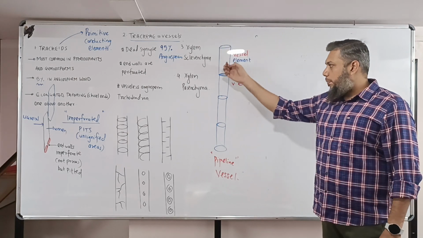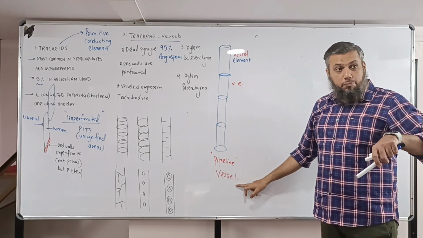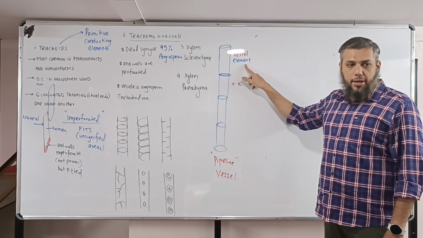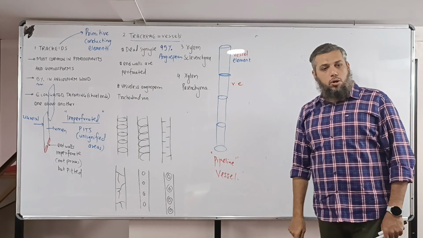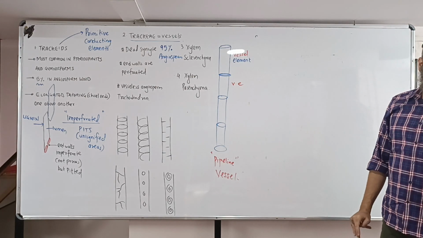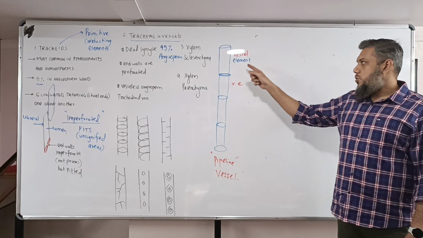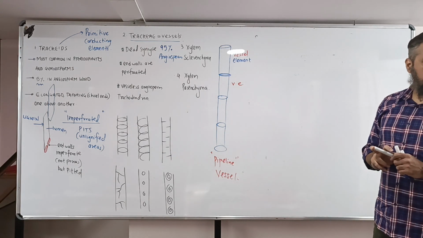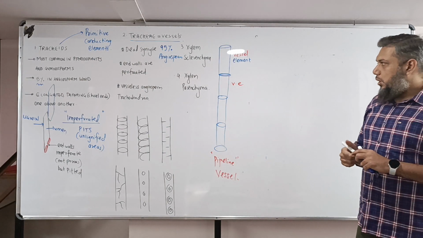So what is this whole pipeline called? Vessel, which is made up of many vessel elements. And in my diagram over here, it is made up of 1, 2, 3, 4 what? Vessel elements. I hope my class followed what I said. So these are the different vessel elements. Are we conceptually clear?